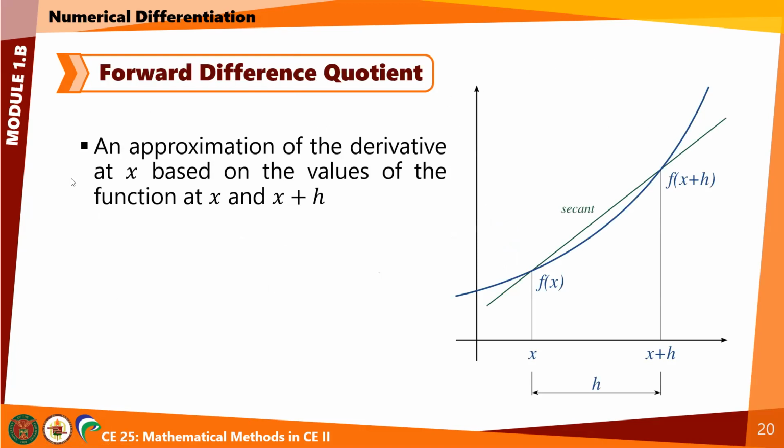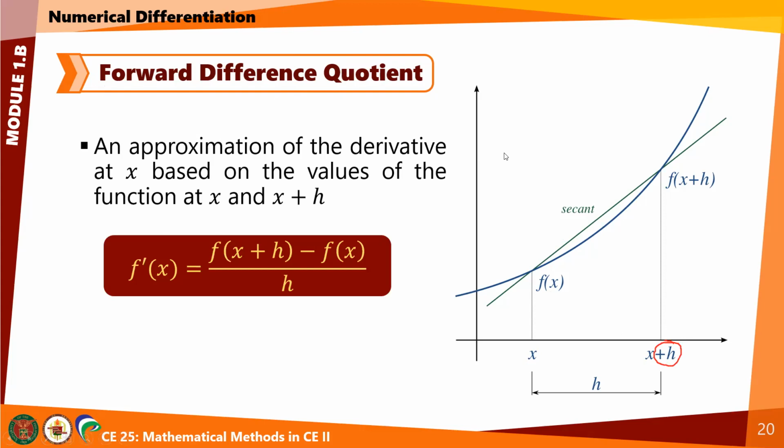An approximation of the derivative at x based on the values of the function at x and x plus h. The method we did from the last slides is called the forward difference quotient. Why is it called forward? Because it uses x plus h, okay? x and x plus h. So this is called forward.